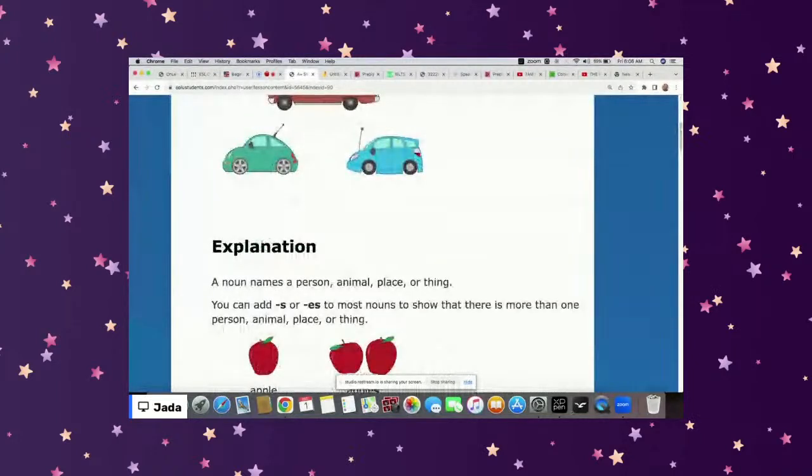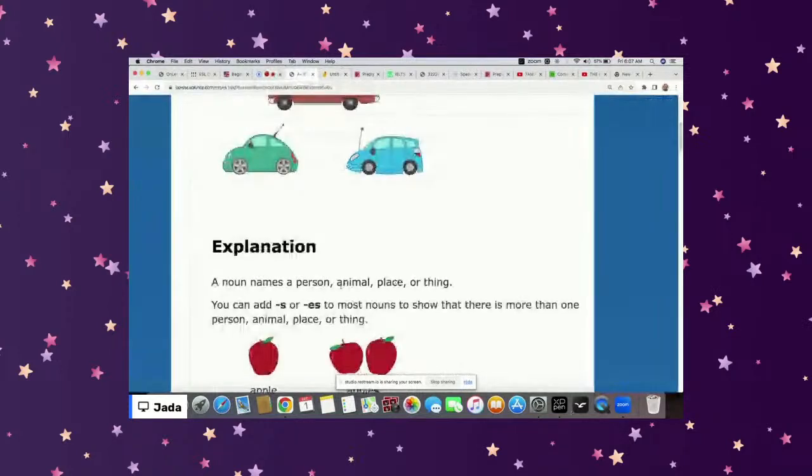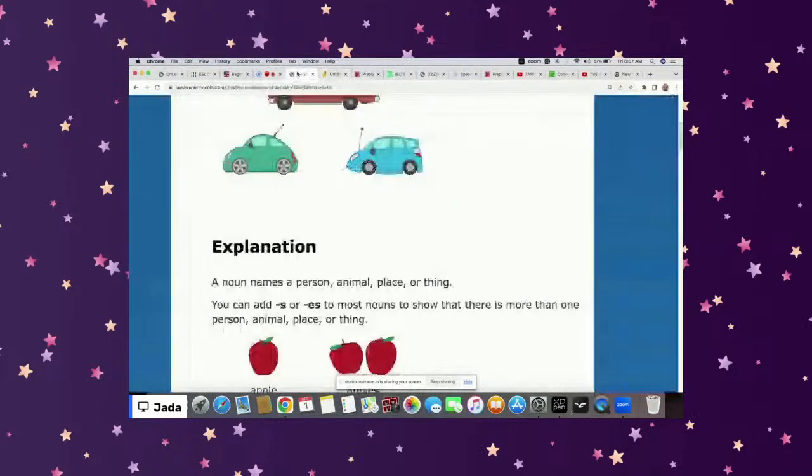Now we need to know that a noun names a person, animal, place, or thing. Okay, so that's it for the noun. It's naming a person, animal, place, or thing.